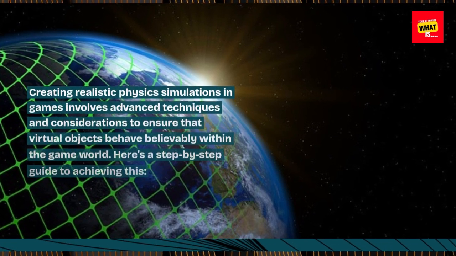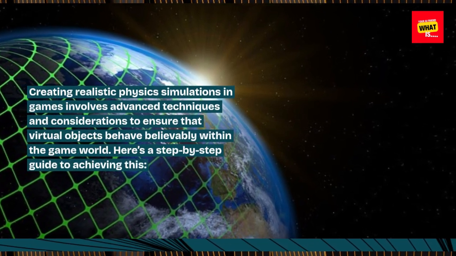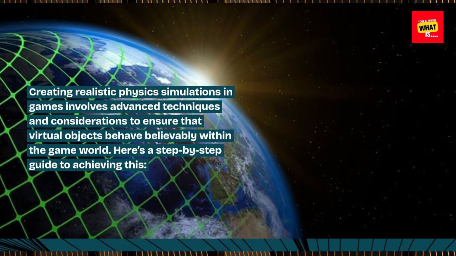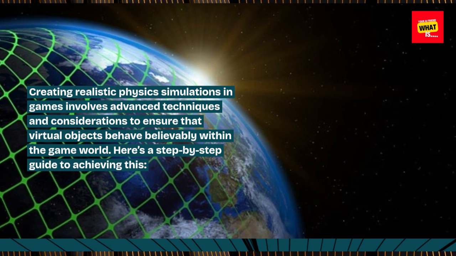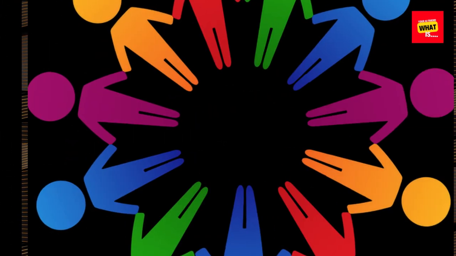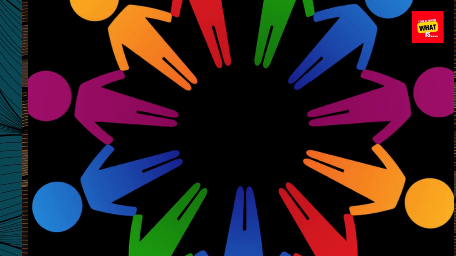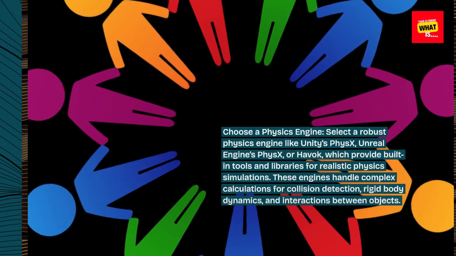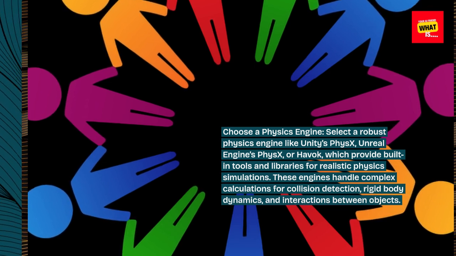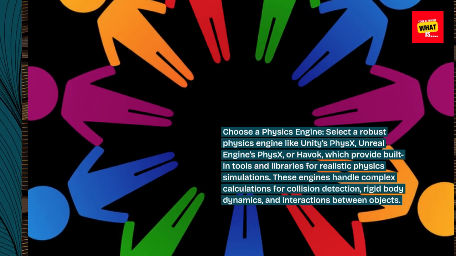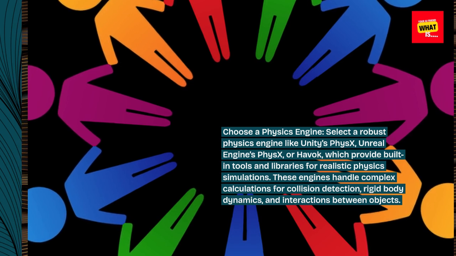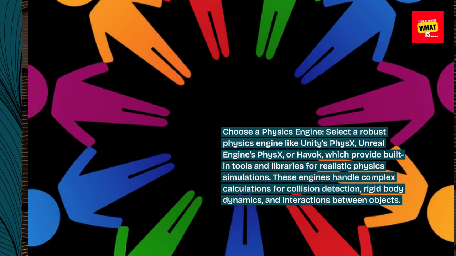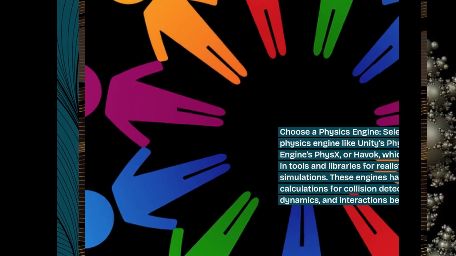Creating realistic physics simulations in games involves advanced techniques and considerations to ensure that virtual objects behave believably within the game world. Here's a step-by-step guide to achieving this. Choose a physics engine. Select a robust physics engine like Unity's PhysX, Unreal Engine's PhysX, or Havok, which provide built-in tools and libraries for realistic physics simulations. These engines handle complex calculations for collision detection, rigid body dynamics, and interactions between objects.